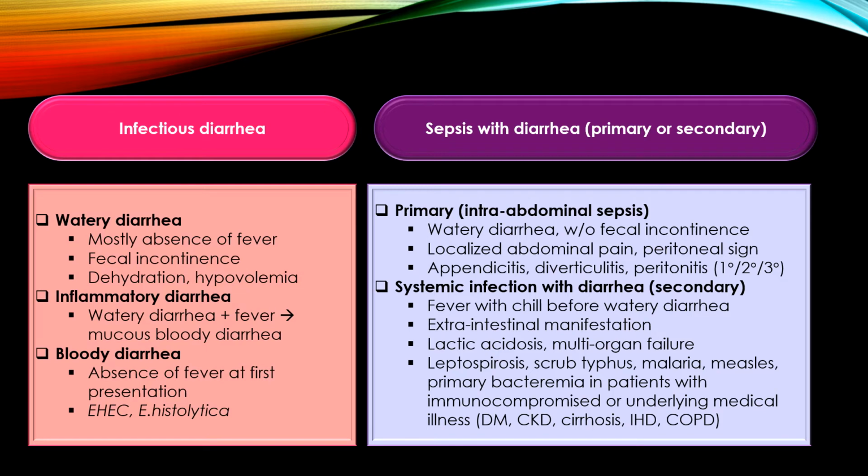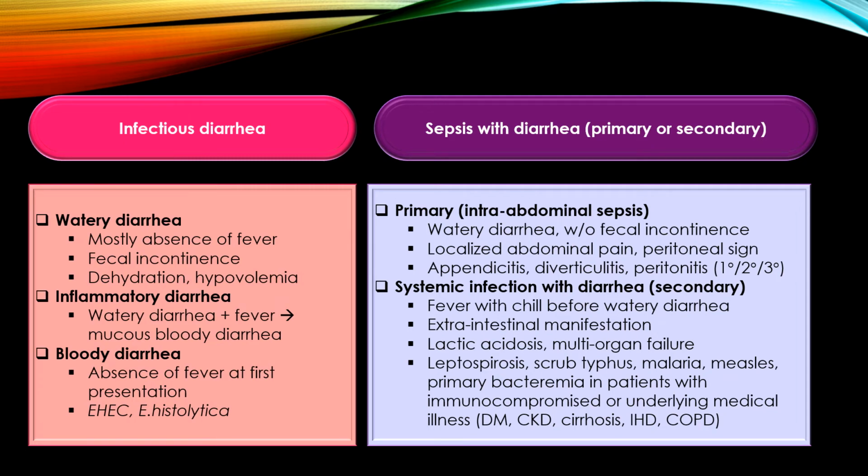For example, fever. In this setting, you can notice that fever may come before the bloody diarrhea. It contrasts with the primary type, where bloody diarrhea, fever, and abdominal pain may come together. And in systemic infection with diarrhea, or secondary, the patient not only has diarrhea, they have extraintestinal manifestations.